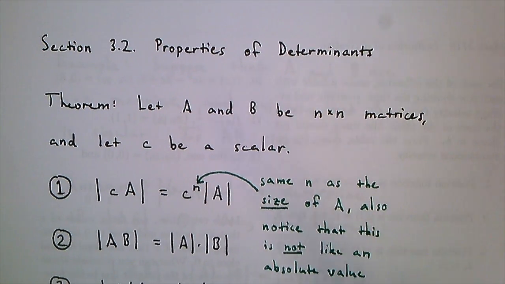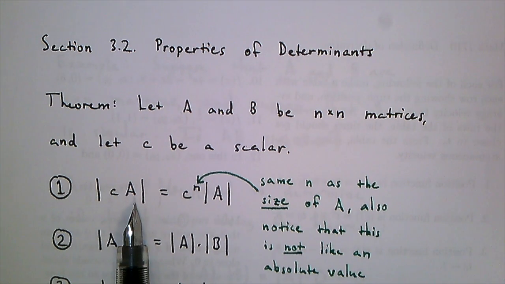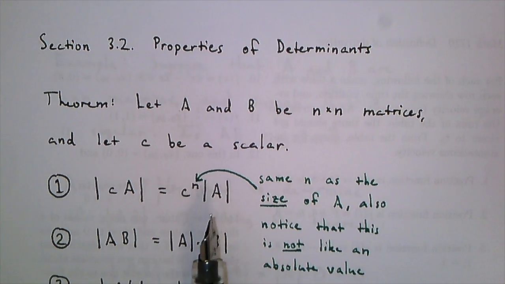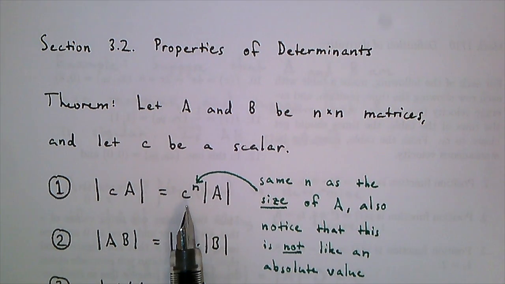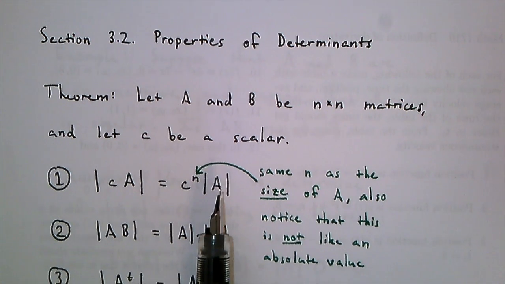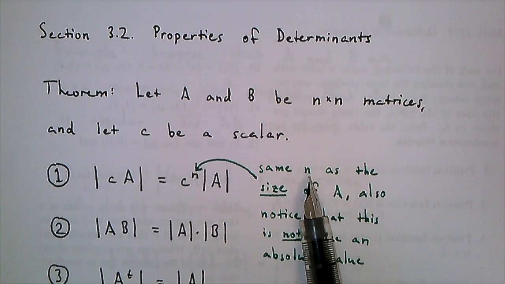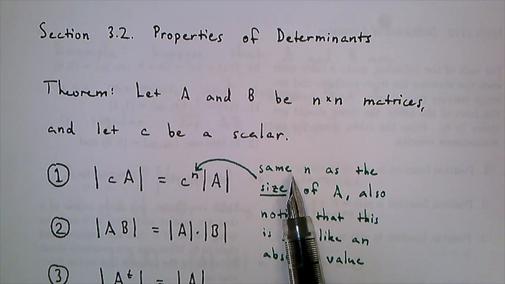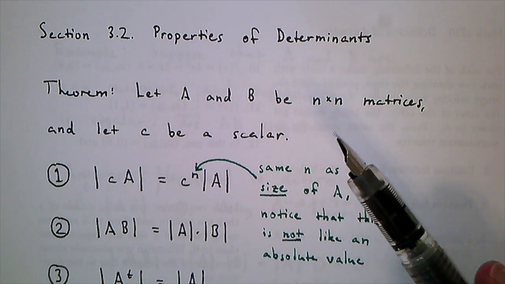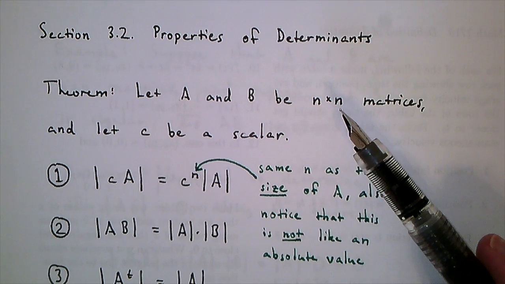Our first property says that if we want to take the determinant of C times the matrix A, then the resulting determinant is C to the n power times the determinant of the matrix A. Make sure you notice that the exponent n is the same n that comes from the size of our matrices, the n by n matrices.